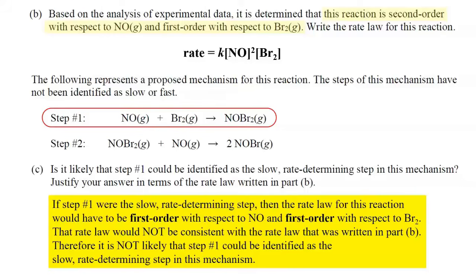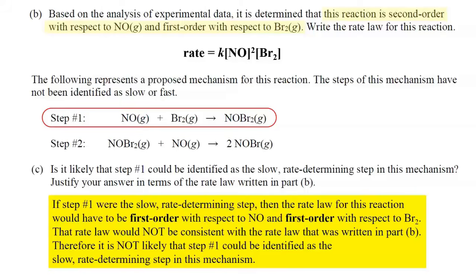And so first order with respect to NO would not be consistent with the rate law that has already been written in Part B. So the answer to Part C is that it is not likely that step 1 could be identified as the slow rate determining step in the mechanism because it would show first order with respect to NO, and that's not consistent with the rate law in Part B.